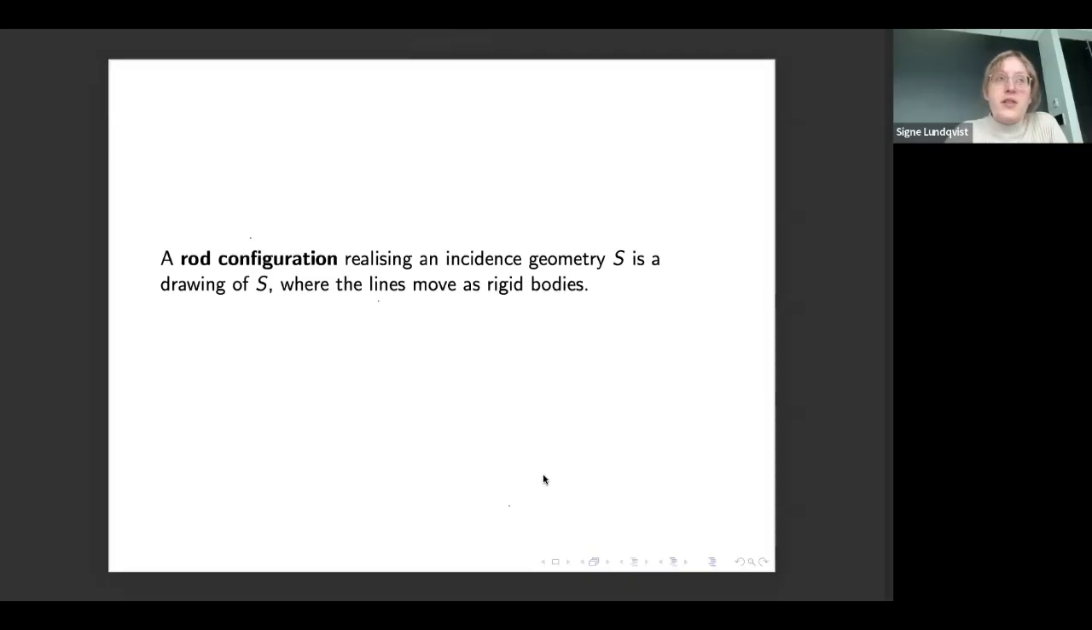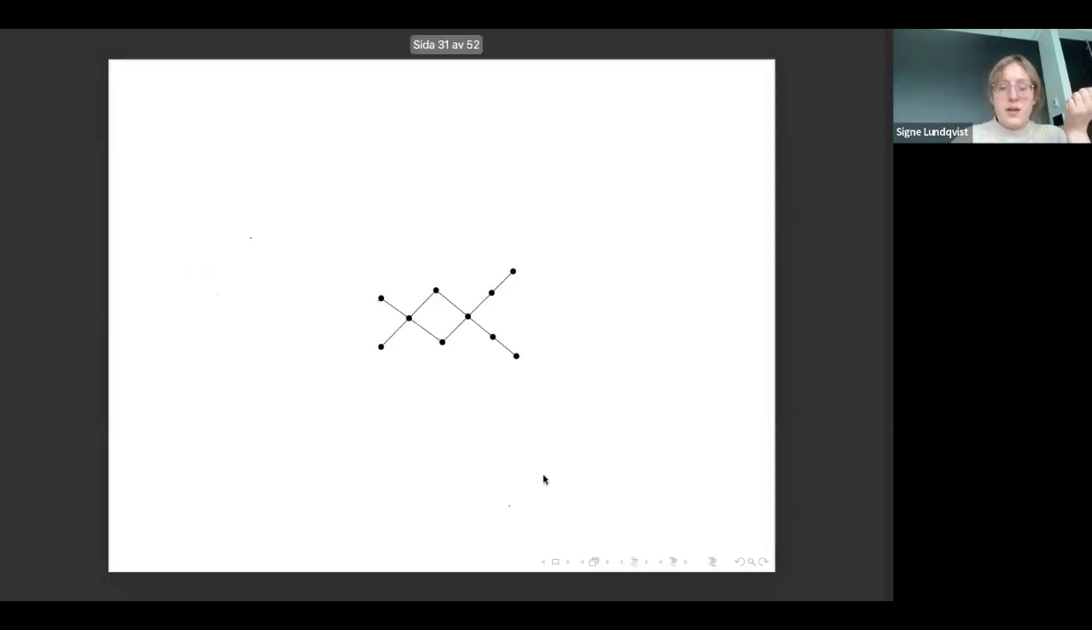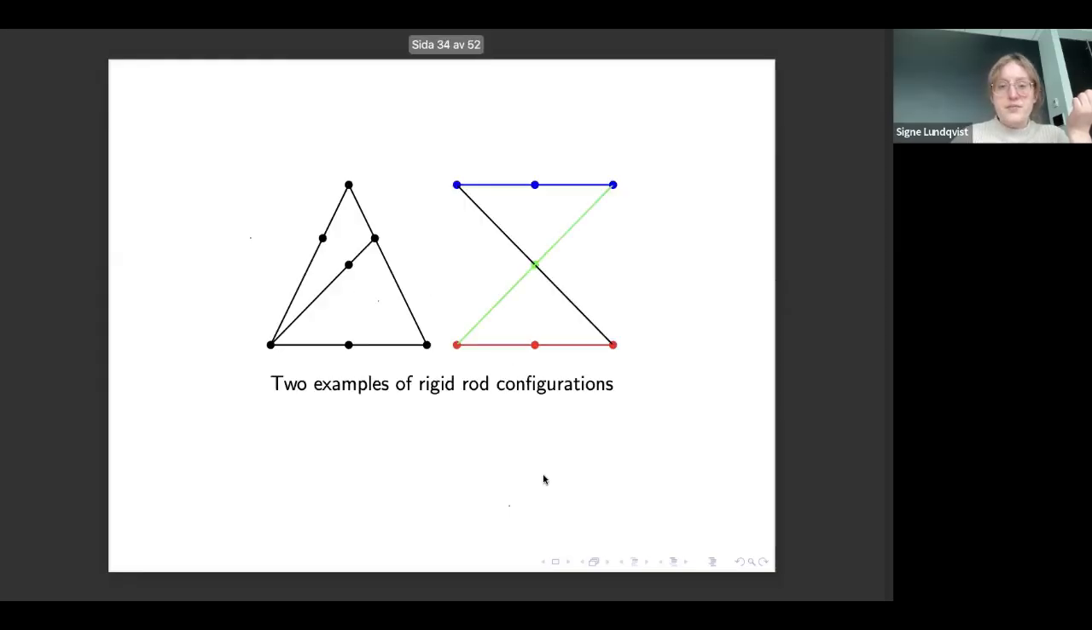So a rod configuration is the hypergraph equivalent of a graph framework. You have a drawing of the instance geometry. A realization of your instance geometry is points and straight lines, and the lines move as rigid bodies. So here is an example of a flexible rod configuration. The distance between any 2 points on a rod does not change in these motions. And here are 2 examples of rigid rod configurations.